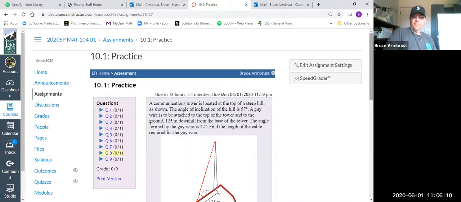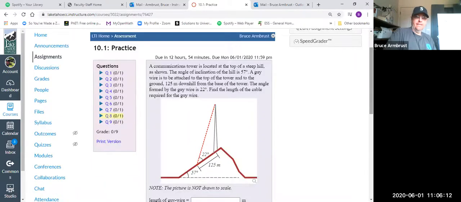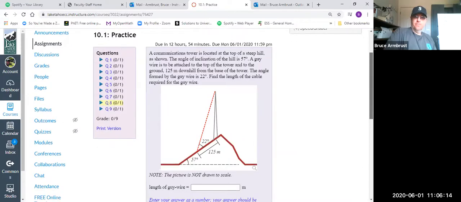Okay, so here's number 8. So again, yours should look something similar to this, if not the exact numbers. So it says we've got a communication tower located at the top of a steep hill. The angle of inclination to the hill is 57 degrees. A guy wire is to be attached to the top of the tower and to the ground, 125 meters downhill from the base of the tower. The angle formed by the guy wire is 22 degrees. Find the length of the cable required for this wire.